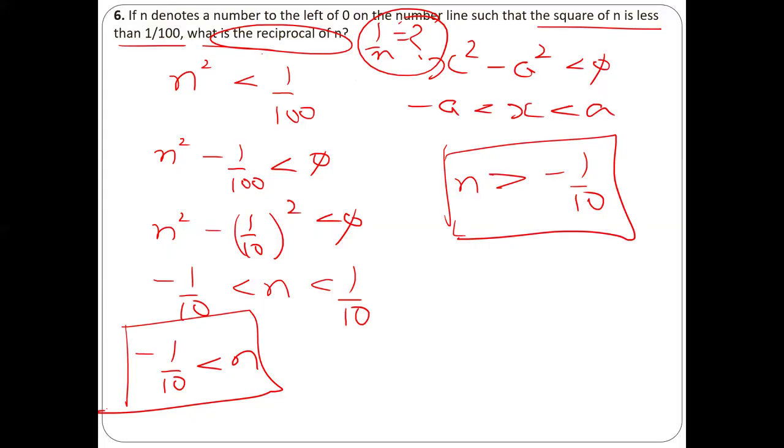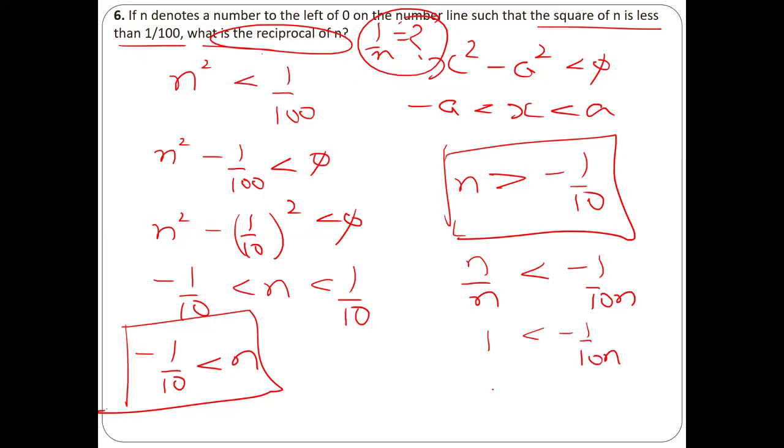Can I divide both sides by n? I obviously can, but when I'm dividing both sides by n, what will happen? The inequality sign will flip. Why will the inequality sign flip? Because n is negative, right? So when I divide both sides by n, n by n is lesser than -1 by 10n. Agreed? So 1 is lesser than -1 by 10n.